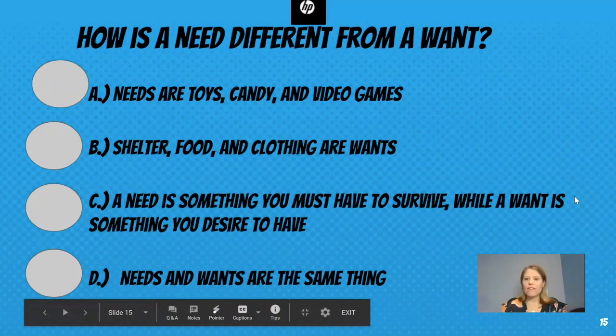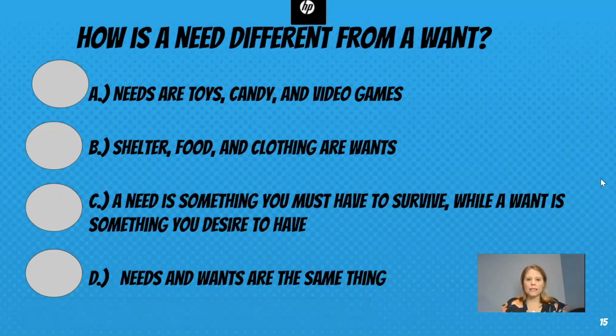How is a need different from a want? A, needs are toys, candy, and video games. B, shelter, food, and clothing are wants. C, a need is something you must have to survive, while a want is something you desire or wish to have. Or D, needs and wants are the same thing. Now, be careful here, because I have some statements in here that aren't wrong. They are right, but they don't answer the question. And the question wants us to tell how is a need different from a want?